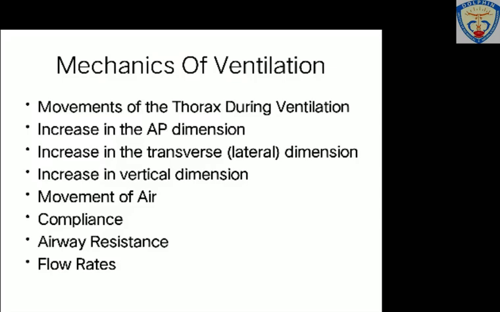Next point is the flow rates. Flow rates indicate the measurement of the amount of air moved in or out of the airways over a period of time. Flow rates are also altered as the result of diseases that affect the respiratory tree and the chest wall. For example, in chronic obstructive pulmonary disease, the expiratory flow rate is decreased in comparison to normal. That is, it takes a longer than the normal amount of time to exhale a specific volume of air.